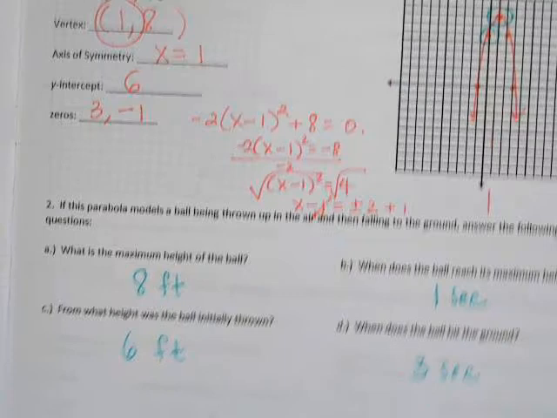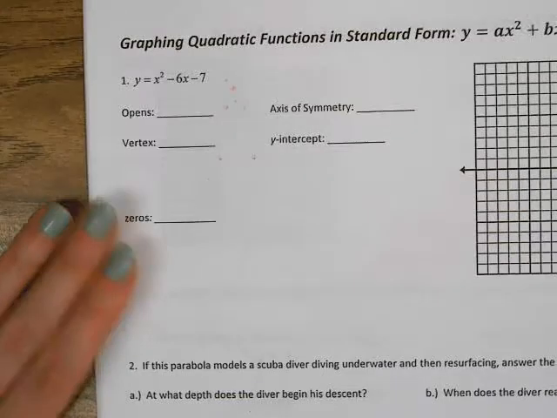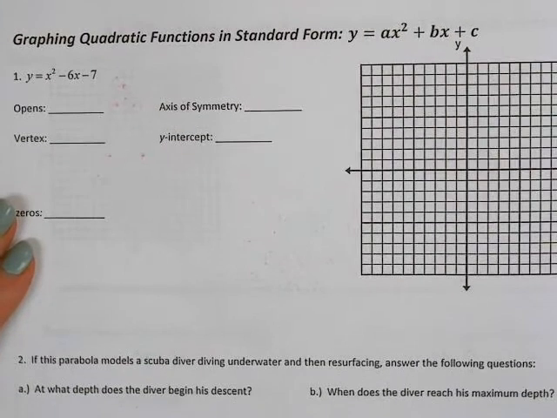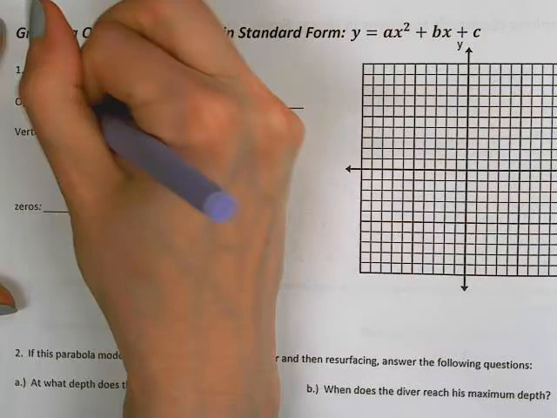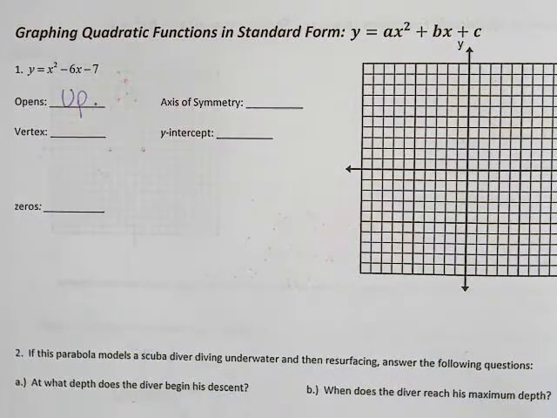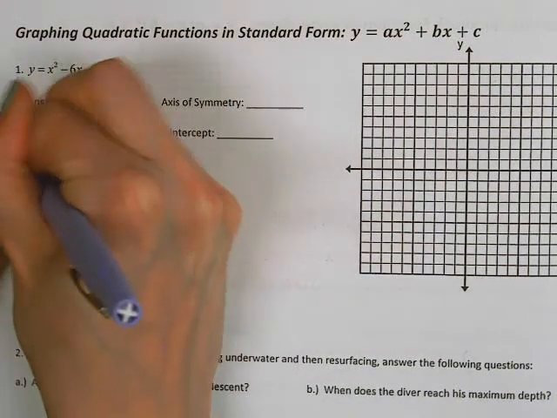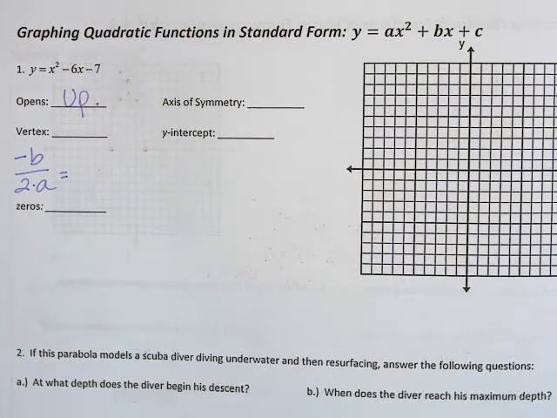Okay, on to standard form. Some of you might not need this video because we just did this chapter. Okay, standard form. Opens up or down. If it's positive, it opens up. What's the formula for the vertex? That's negative b over 2 times a. So let's do that.